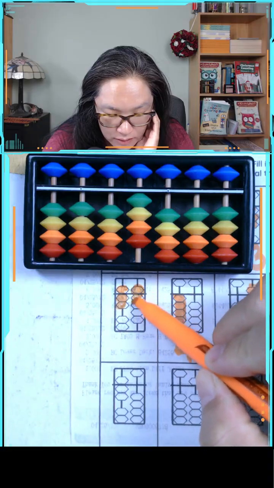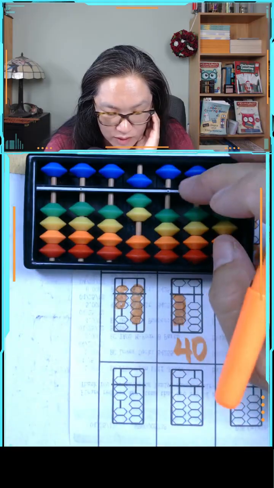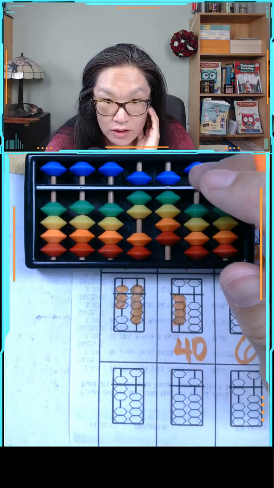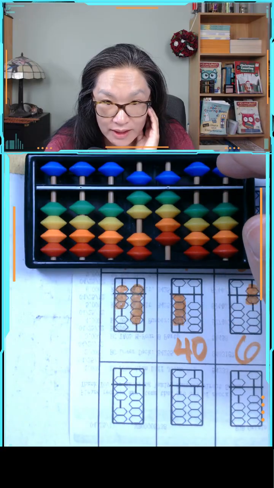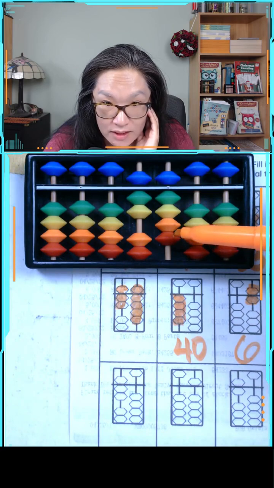Coloring it in, these are my active beads. Anytime the beads are touching this horizontal bar, they're considered active. So I'm watching but not understanding yet. Oh, okay. So all the bottom beads, thank you, that's some good.